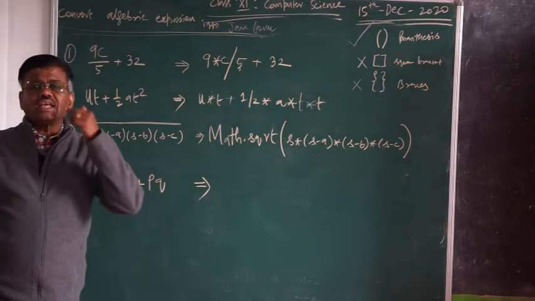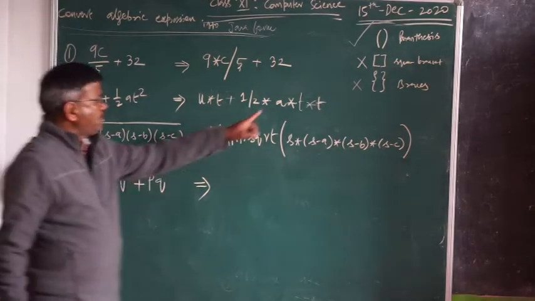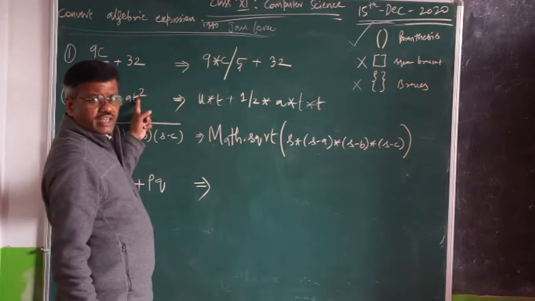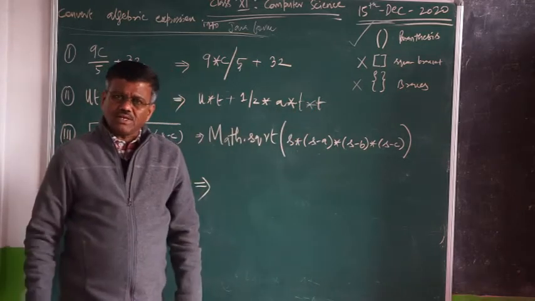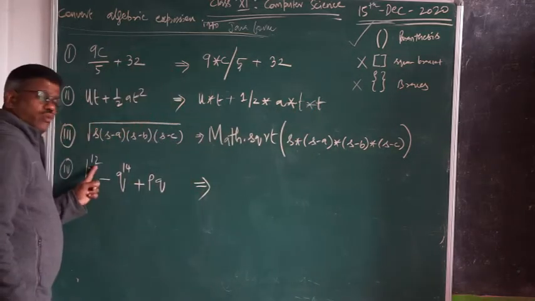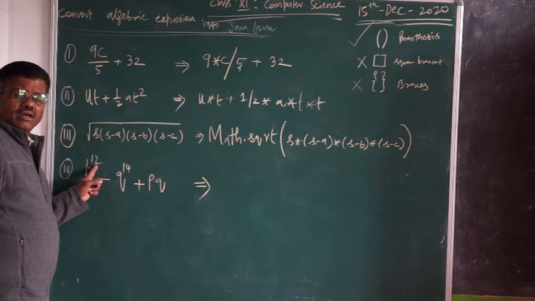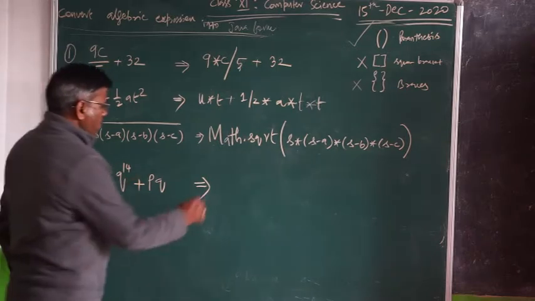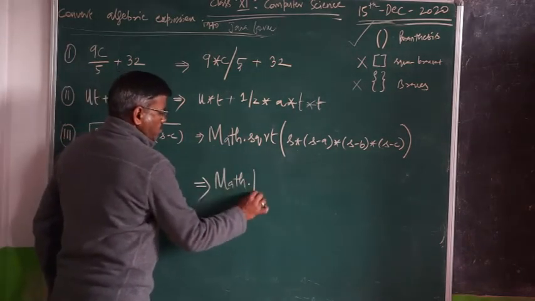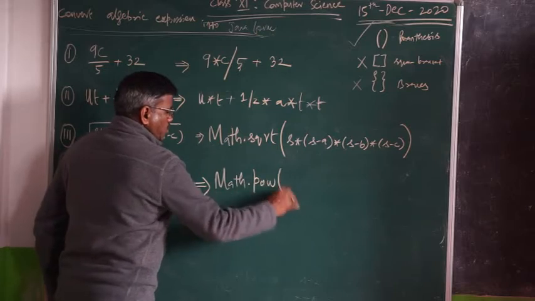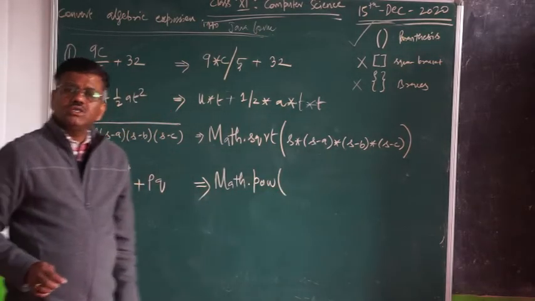So whenever there is a raised to the power, T square was there, but it says T into T, all of us understand. It's simple mathematics, right? So whenever there is more than 2 or 3, I advise you to use this method called math.POW. What does it signify? Power.